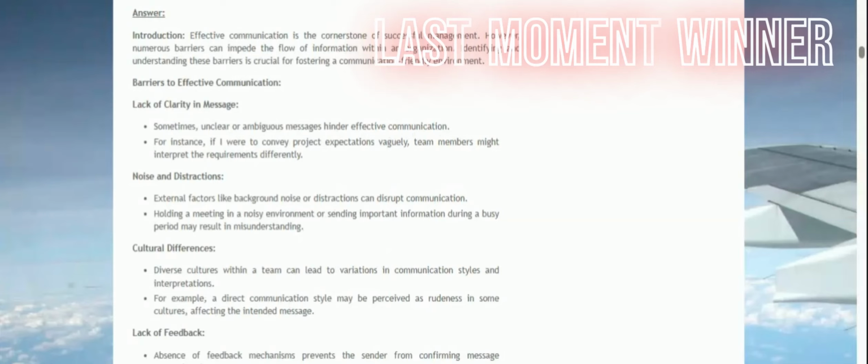Barriers to effective communication. Lack of clarity in message. Sometimes, unclear or ambiguous messages hinder effective communication. For instance, if I were to convey project expectations vaguely, team members might interpret the requirements differently. Noise and distractions. External factors like background noise or distractions can disrupt communication. Holding a meeting in a noisy environment or sending important information during a busy period may result in misunderstanding.